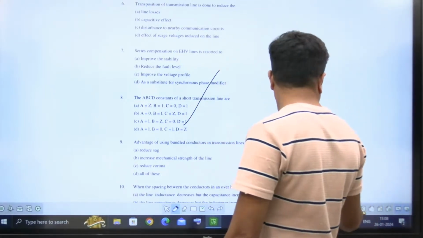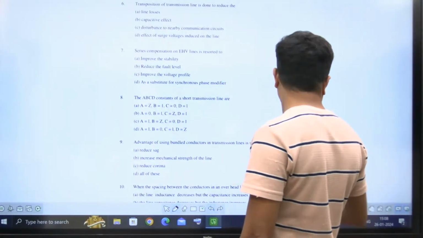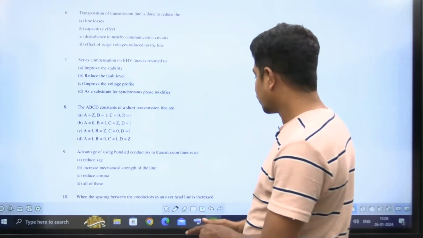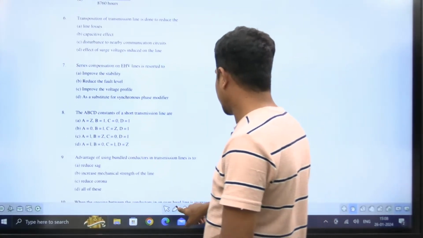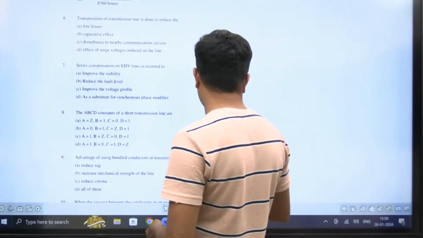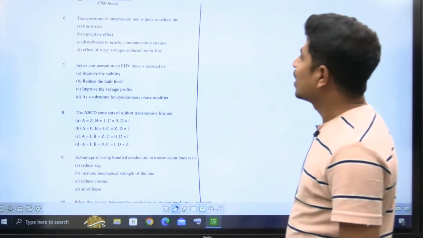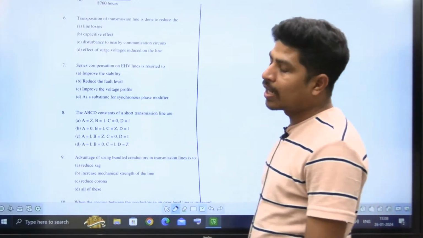See, the font may look somewhat smaller to you. That's why I'm reading each and every question aloud. What is question number 6? The next question he is asking is: transposition of transmission lines is done.